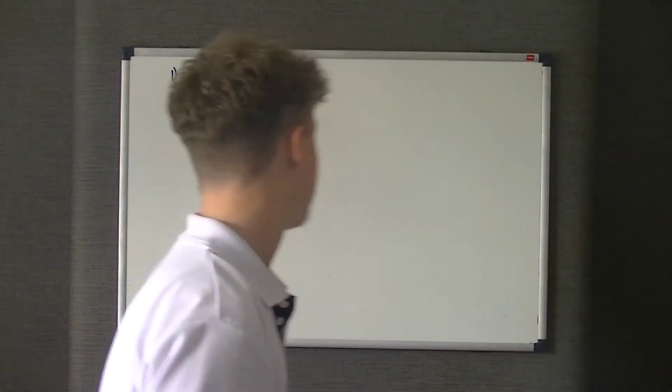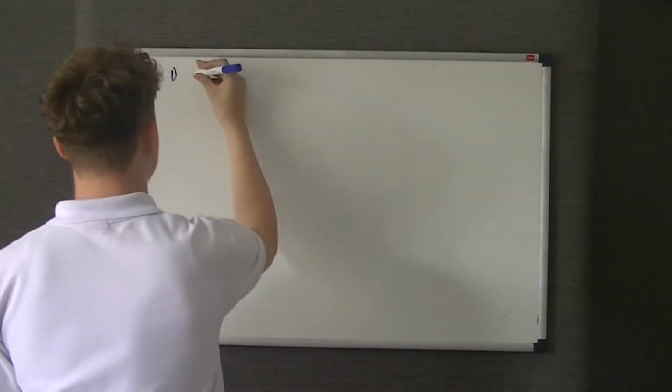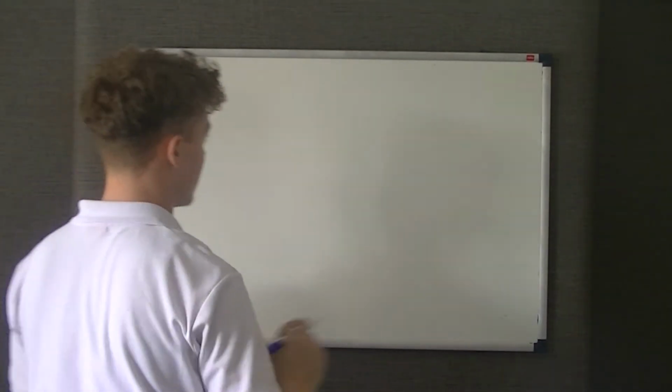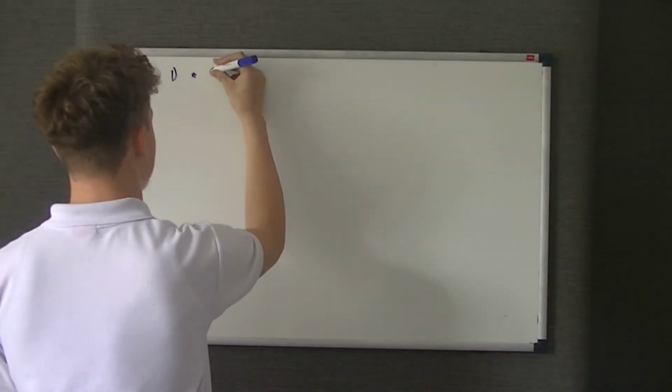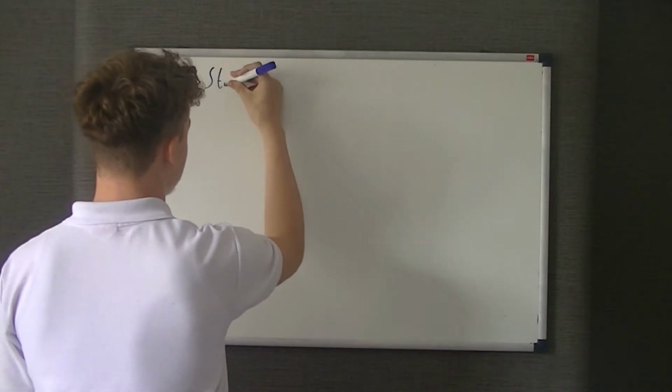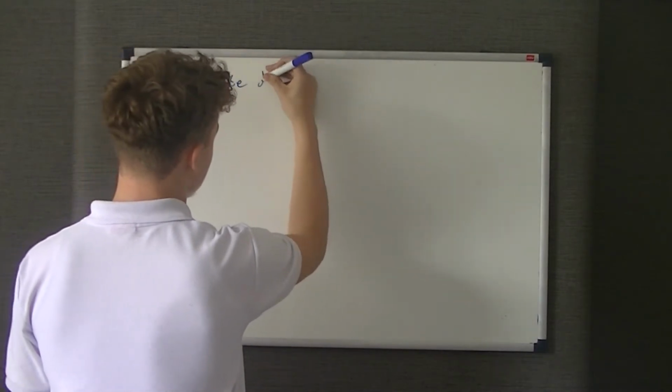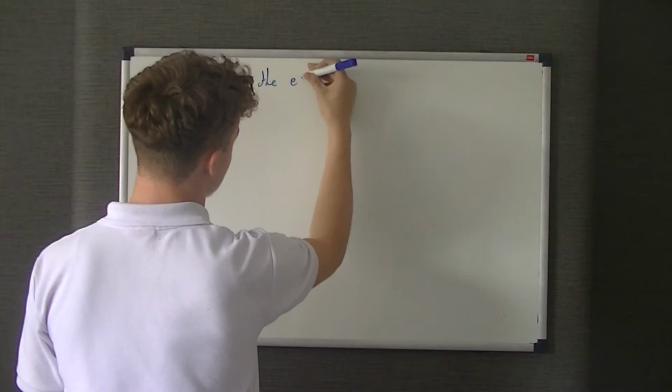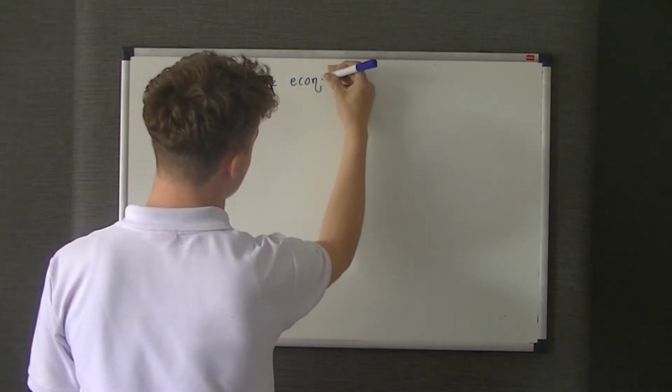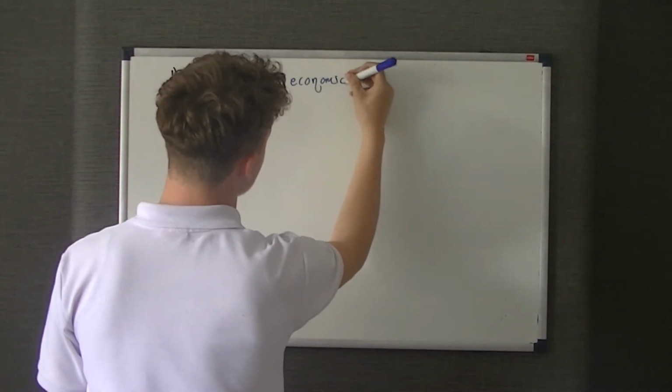So the first thing we need to do, for this question, I'm going to write the question out. I'm just going to go through the things we should do and I'll explain them. So state the economic problem, because that's what it's asking you in the question, so you need to say what it is.